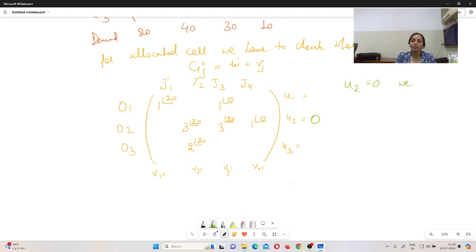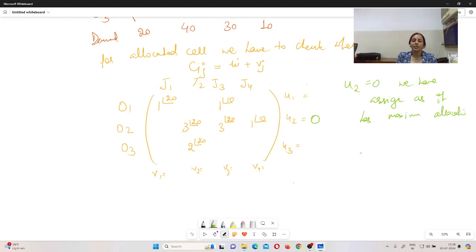We have assigned it 0 as it has the maximum allocation in this set, right? In this row, it has a maximum allocation, so we have allotted it 0.